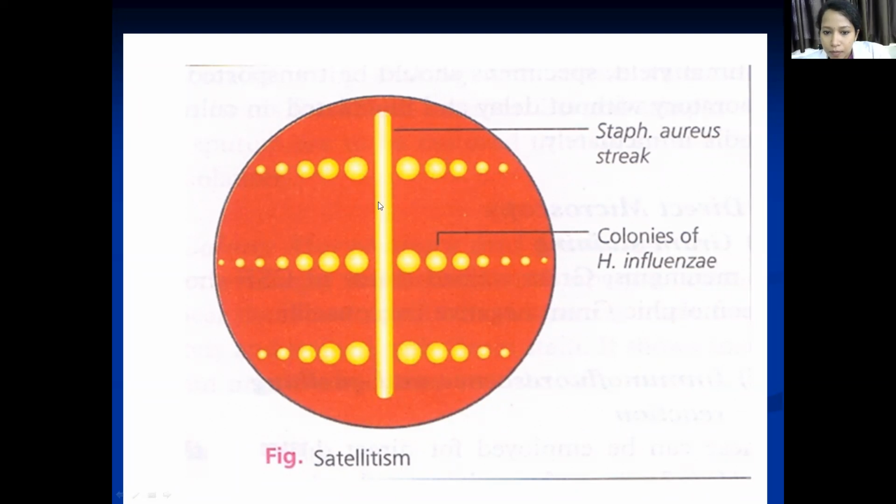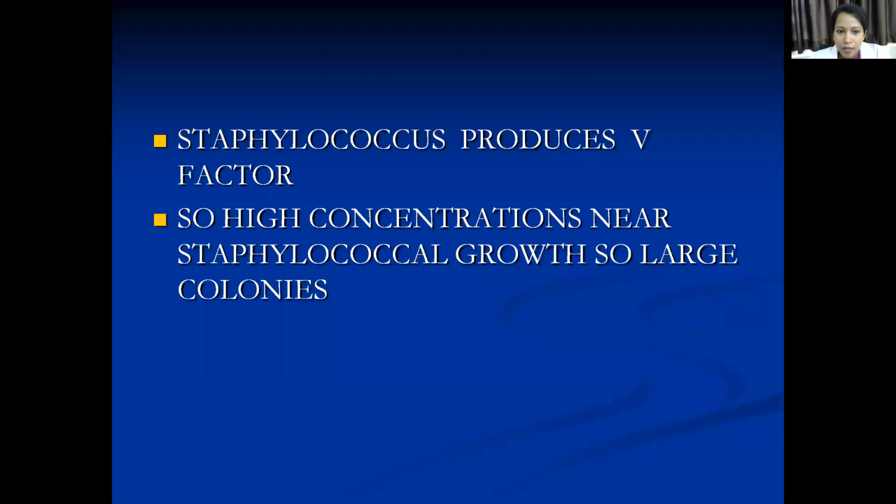Understood? Near this line, more factor V is present. As we move outward, the factor V is less, so smaller colonies are seen, and near the line, bigger colonies are seen. So it looks like a satellite. It is known as the phenomenon of satellitism. Understood this?